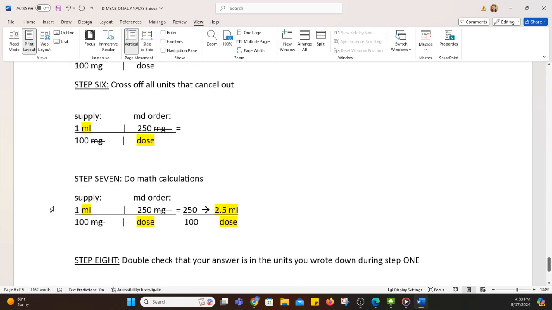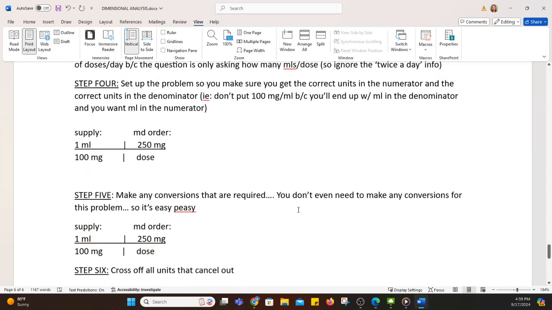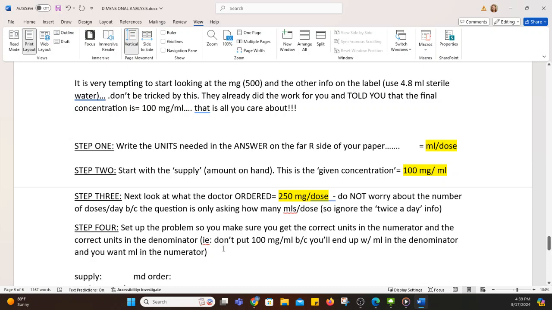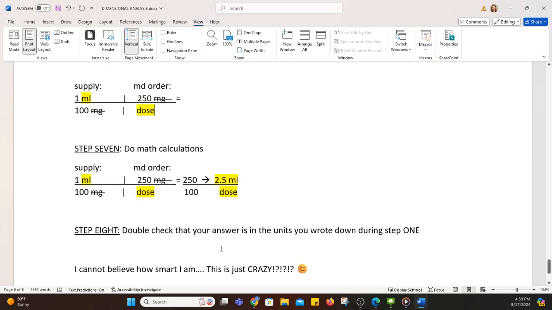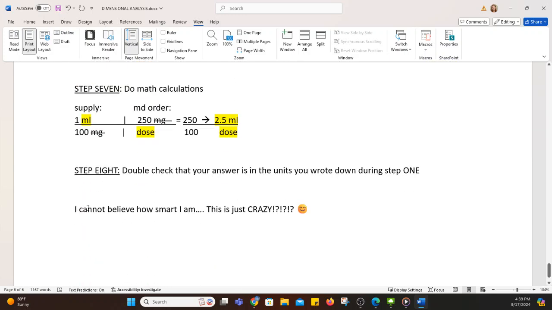We do the math, go across 250, and on the bottom 100. 250 divided by 100 is 2.5 mils per dose. Double check. Yep, we wanted mils per dose. I mean, seriously, this is what you're going to say about yourself. I cannot believe how smart I am. This is just absolutely crazy.